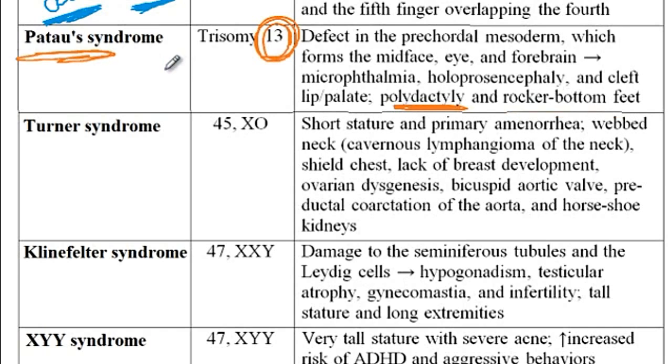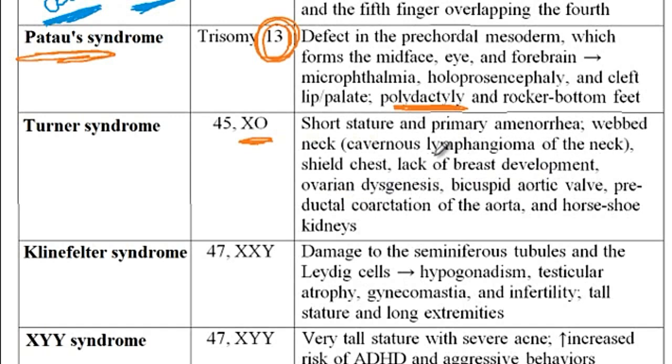Turner syndrome, or XO, is associated with short stature and primary amenorrhea and lack of breast development due to the dysgenesis of the ovaries. So since there is dysgenesis of the ovaries, there is not enough estrogen production, as a consequence of which there is primary amenorrhea as well as lack of breast development.